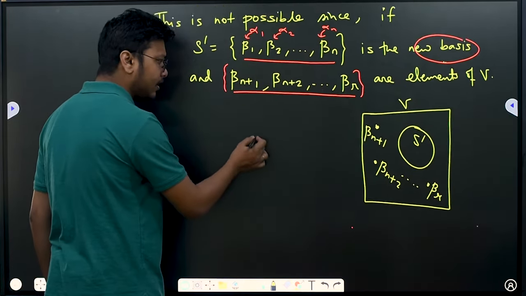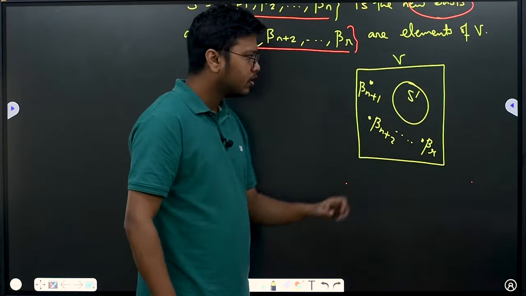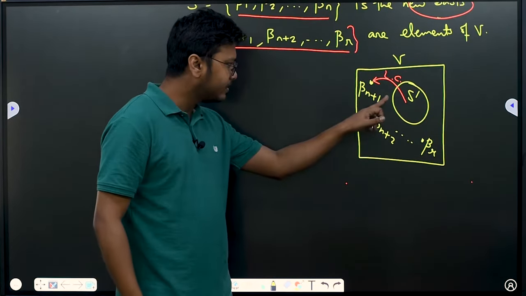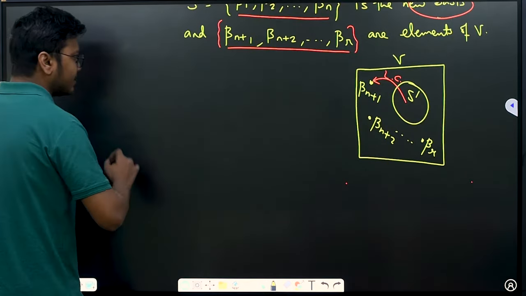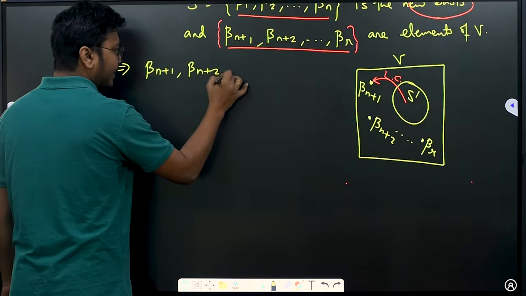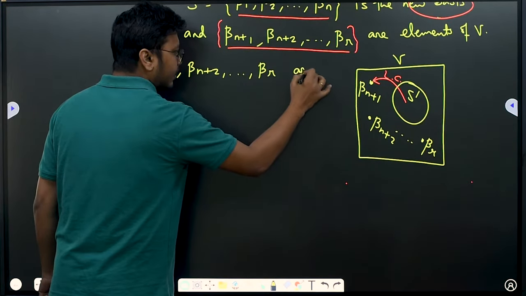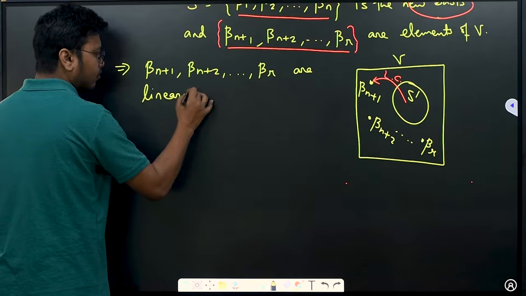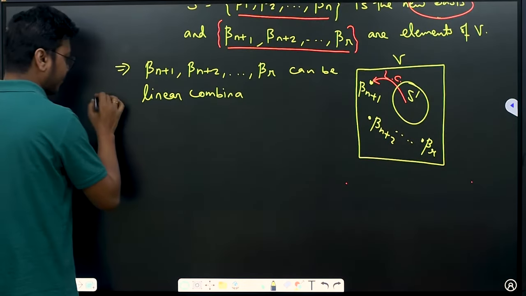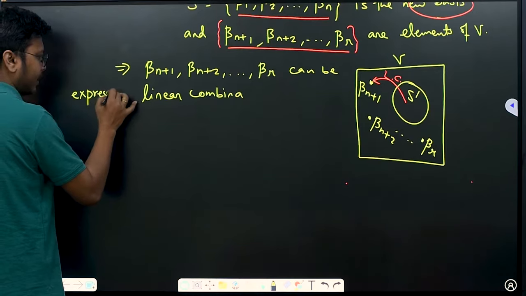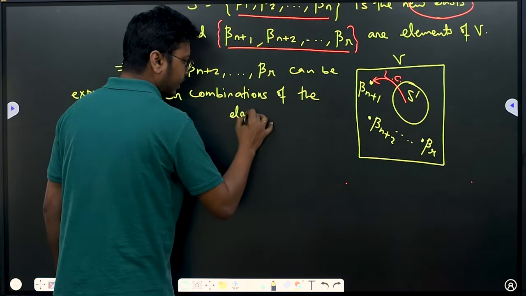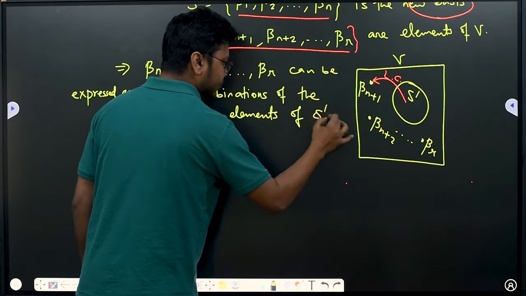Now since S dash is a basis, some linear combination of S dash can create the beta n plus 1 element. Similarly, some linear combination can create the remaining elements. So I can say that this implies beta n plus 1, beta n plus 2, and like this up till beta r can be expressed as linear combinations of the elements of S dash, right?